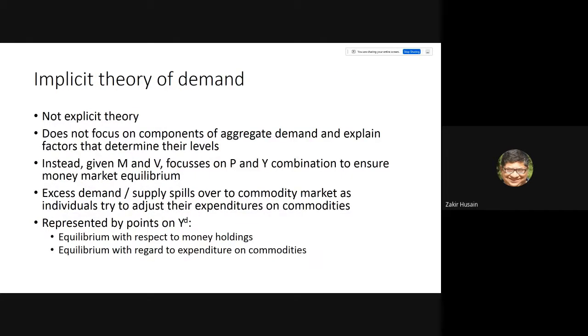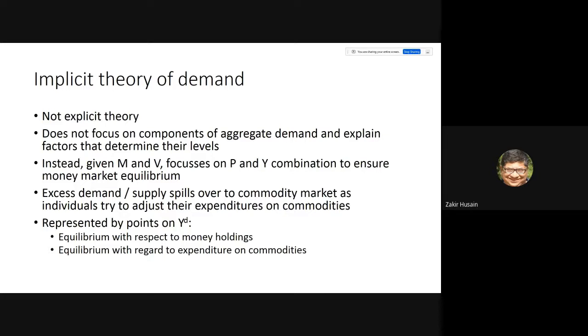Okay. Now, we have brought in the theory of demand. We have incorporated demand into the classical model. Right? But it is not an explicit theory of demand in the sense that we don't really take up the different components of aggregate demand: consumption, investment, government spending. We don't disaggregate demand and explain how the consumption level is fixed, how investment is fixed, and so on.